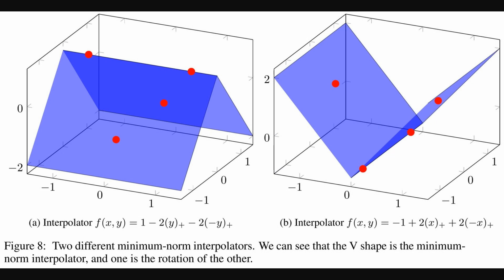Right, so this next figure, Figure 8, gives us another concrete example related to solution uniqueness, specifically for minimum norm interpolators. It shows two distinct functions, these blue V-shaped surfaces, that both perfectly pass through the red data points. They both achieve the minimum norm, yet they're clearly different. One is just a rotation of the other. This visually reinforces the finding that optimal solutions aren't necessarily unique in these problems.